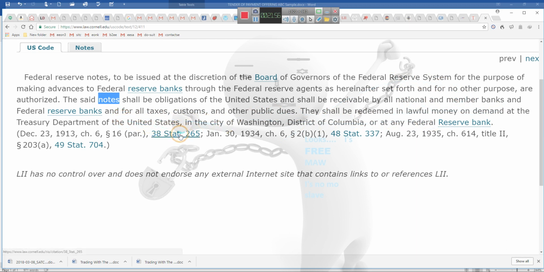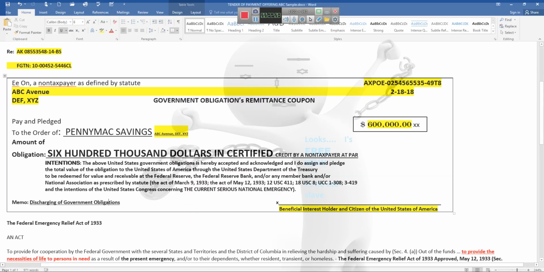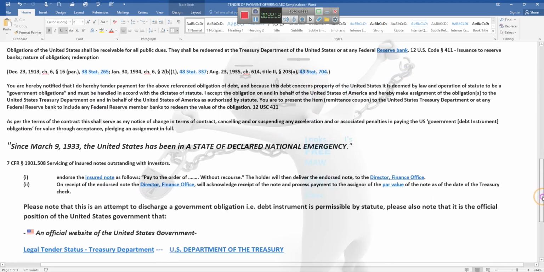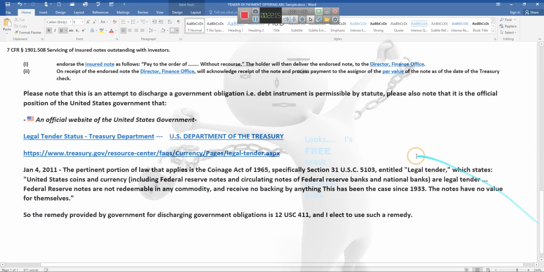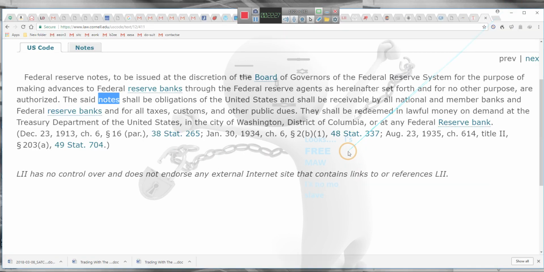By the way, there's another act out there, 31 USC 51 something. Where's that stupid law at? Give me 1 second. It's in the tender payment document. This is the one that they will try to throw back in your face, people. And that's 31 USC 5103. Ladies and gentlemen, 31 USC 5103 is the one that talks about legal tender. That law doesn't get to define legal tender. First in line, first in time.